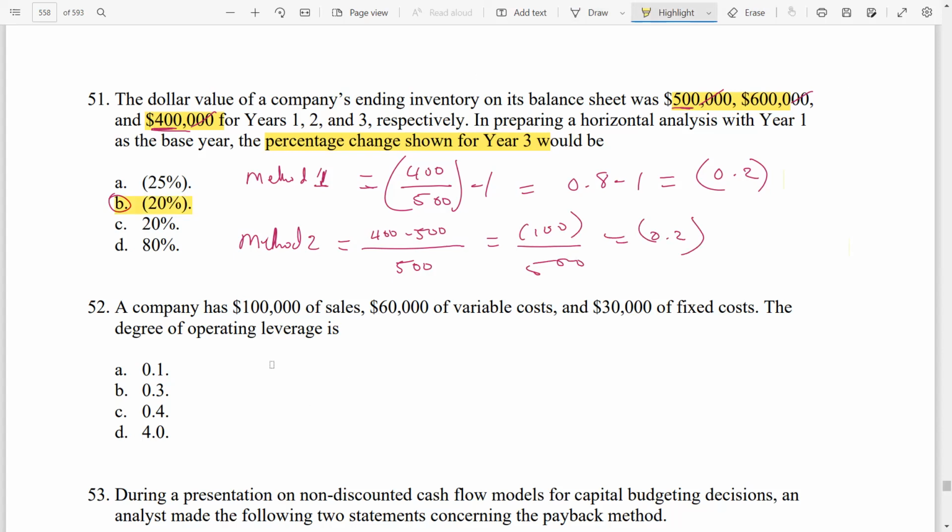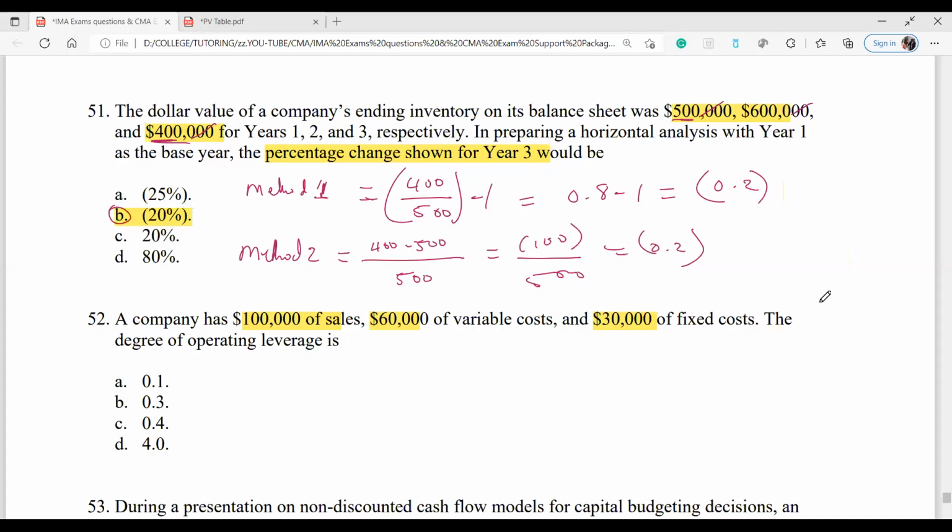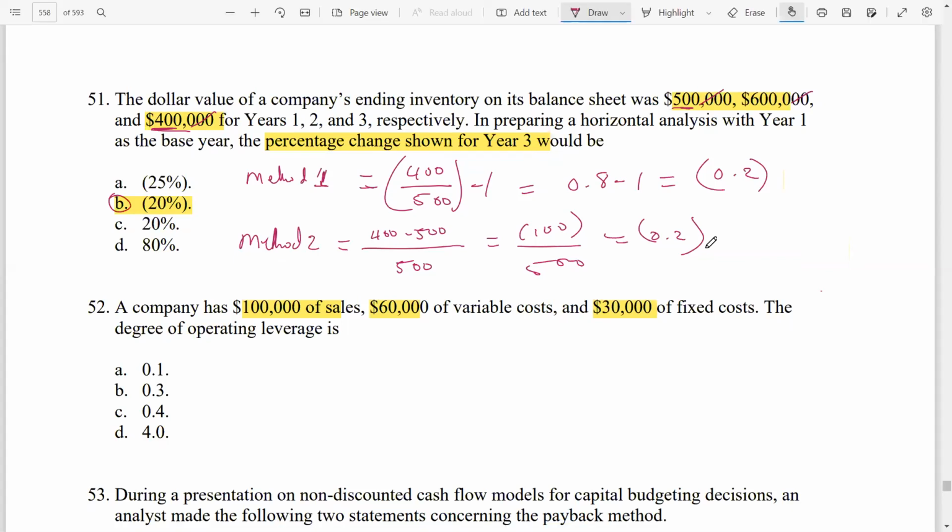Question number 52. A company has 100,000 of sales, 60,000 of variable costs, and 30,000 of fixed expense. The degree of operating leverage is... Okay, so you need to know the formula for degree of operating leverage. This is why you need my cheat sheet. That's the reason I recommend having access to it. You have access to all the formulas I've created in one place, and also some concepts and techniques you need to know. So let's go ahead and solve question number 52.